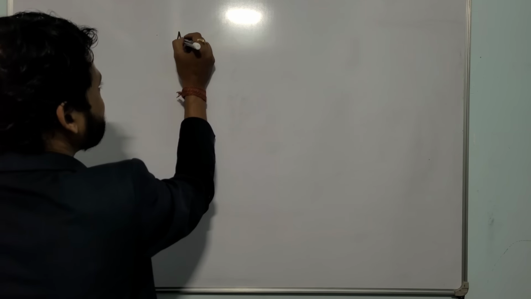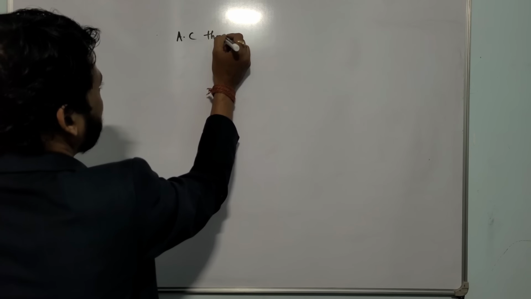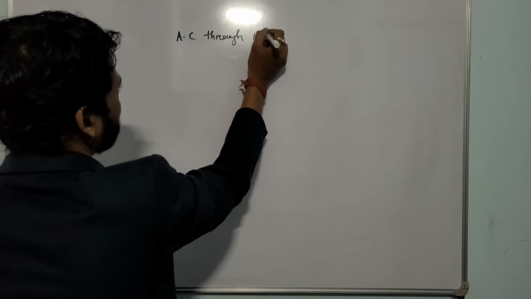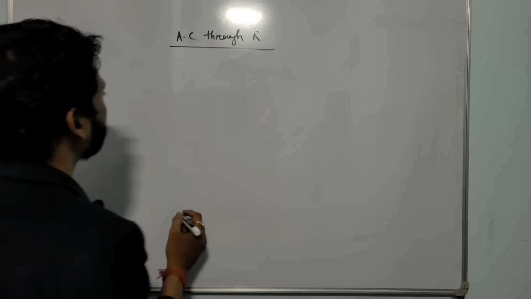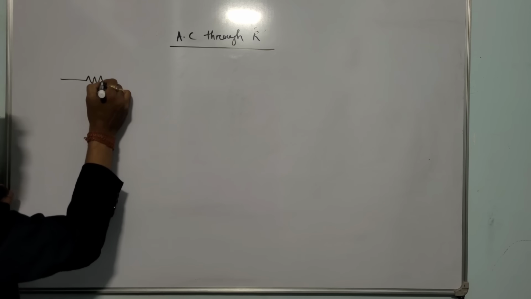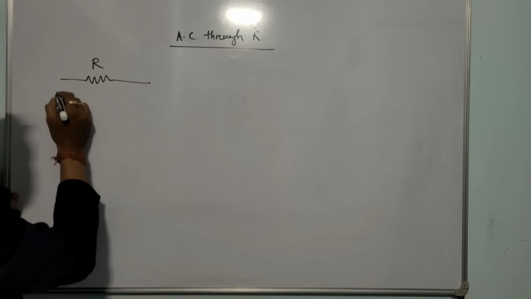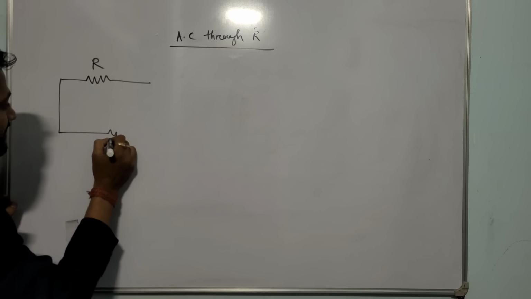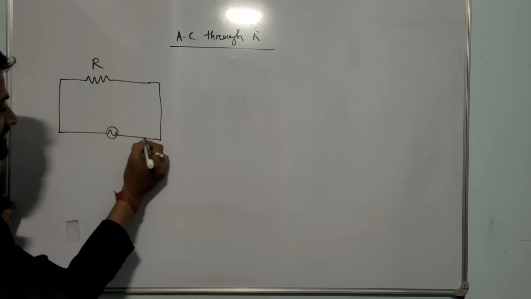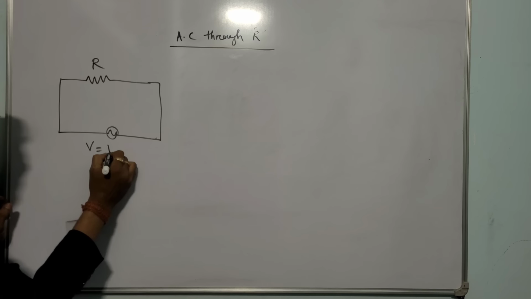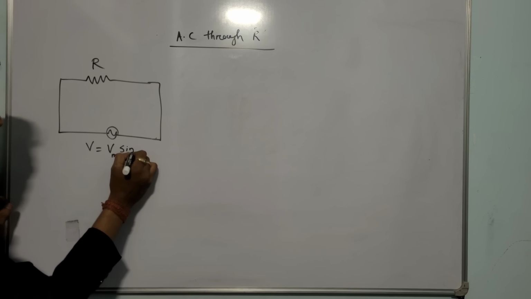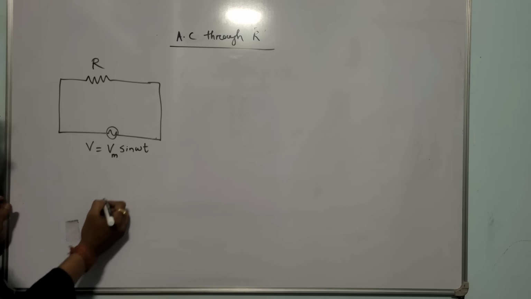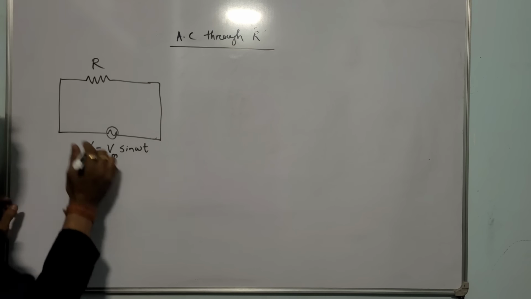So first is AC through pure resistor. Let this one be your resistor, and AC supply is given to the resistor. As you know, that is the symbol of AC supply. What is the instantaneous equation of AC supply? That is Vm sin omega t, or Vm sin theta.